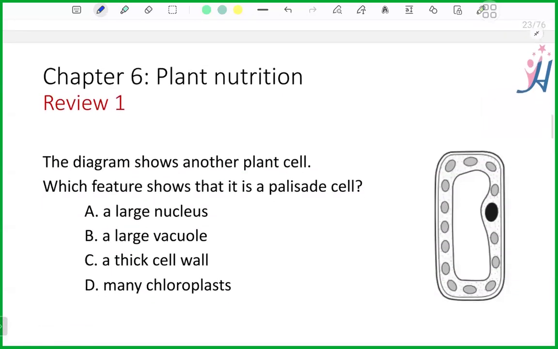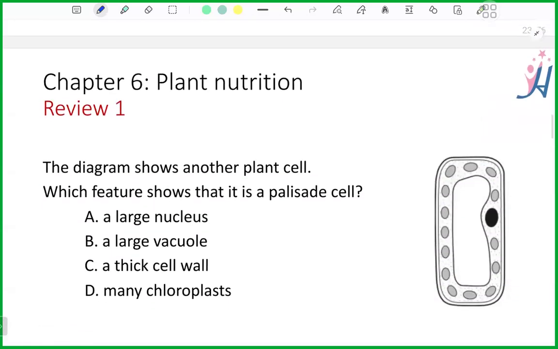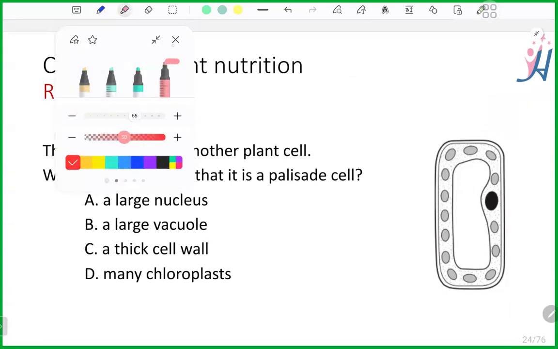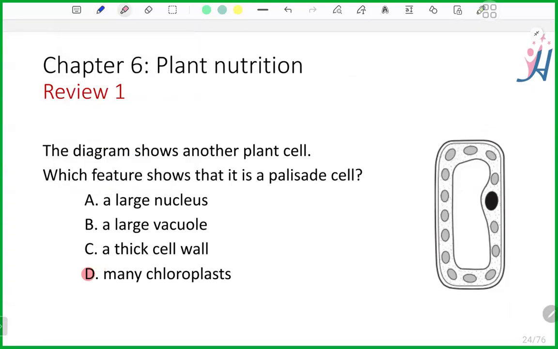And I got three different multiple choice questions. So for number one, a diagram shows a plant cell and which feature shows that this is a palisade cell. So we already studied that. Palisade cells contain many chloroplasts. So the answer is D, right? So it contains many chloroplasts.